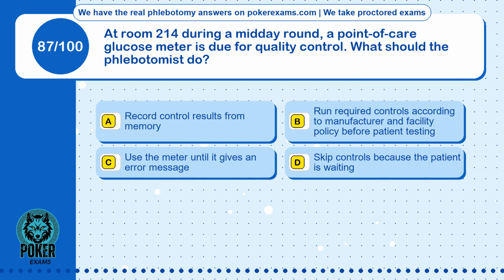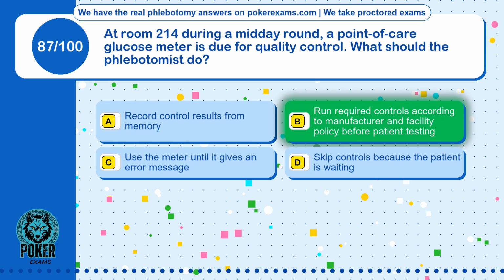Question 87. At room 214 during a midday round, a point-of-care glucose meter is due for quality control. What should the phlebotomist do? Option A. Record control results from memory. Option B. Run required controls according to manufacturer and facility policy before patient testing. Option C. Use the meter until it gives an error message. Option D. Skip controls because the patient is waiting.